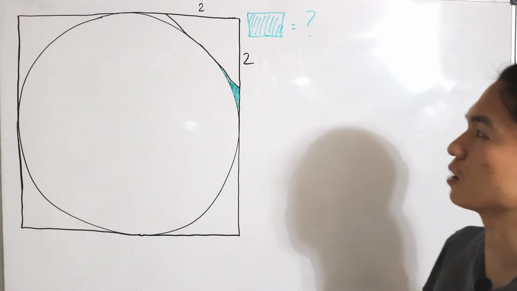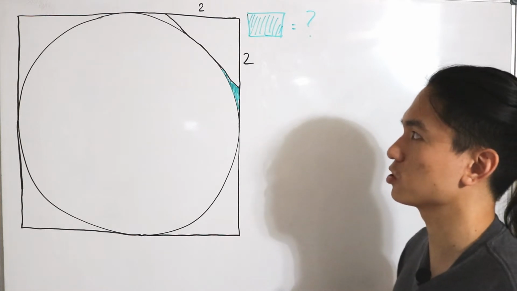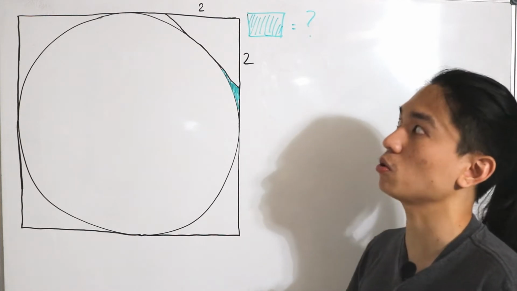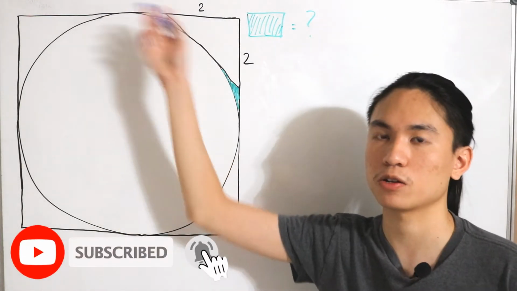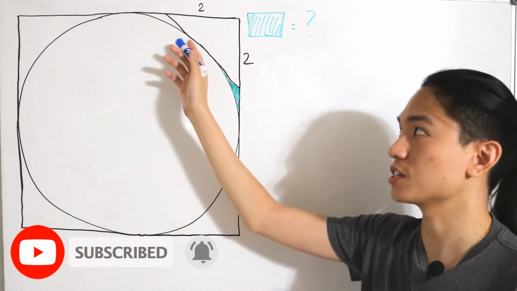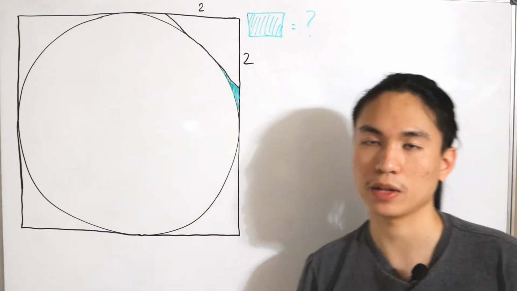So here we have a geometry problem where we'd like to find the shaded area. In this picture, we have a square inscribed with a circle. Then we also have a line segment drawn from one side of the square to the other side that's tangent to the circle. And this forms this little, minuscule area that we would like to calculate.